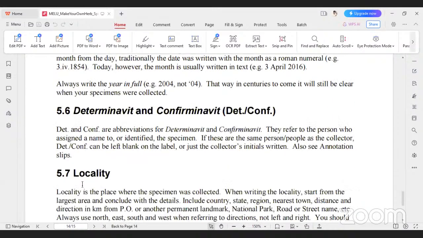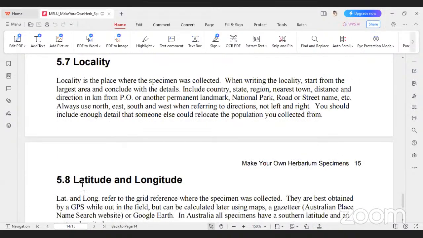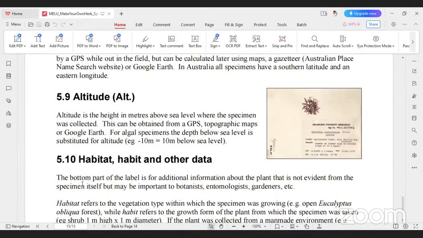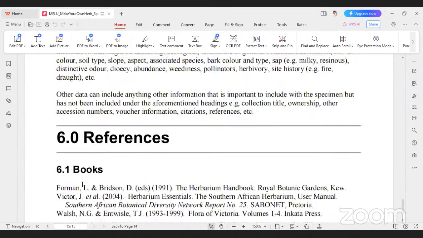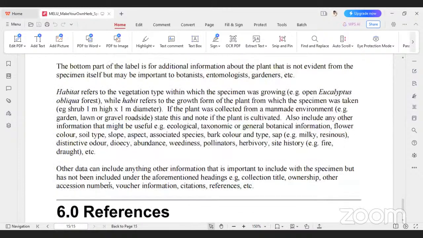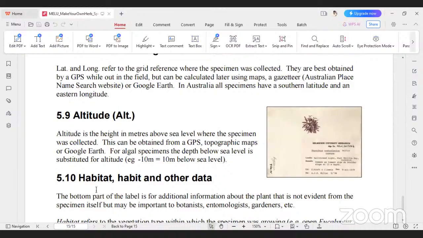Collection date, locality, latitude, longitude, habitat and habit. So these are all you should include. Right. So this is herbarium preparation techniques.